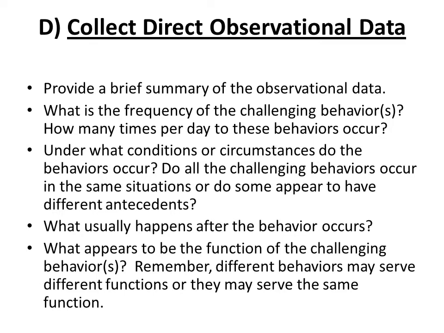For example, social situations versus demand situations. Proximity of peers versus no peers present. Do you see some commonalities among the antecedents? So the question is, what patterns do you see in antecedents for the challenging behaviors? If you have two summary statements, you would have, well, this group of behaviors seems to happen in this situation. This other group of behaviors seems to happen in this other situation.